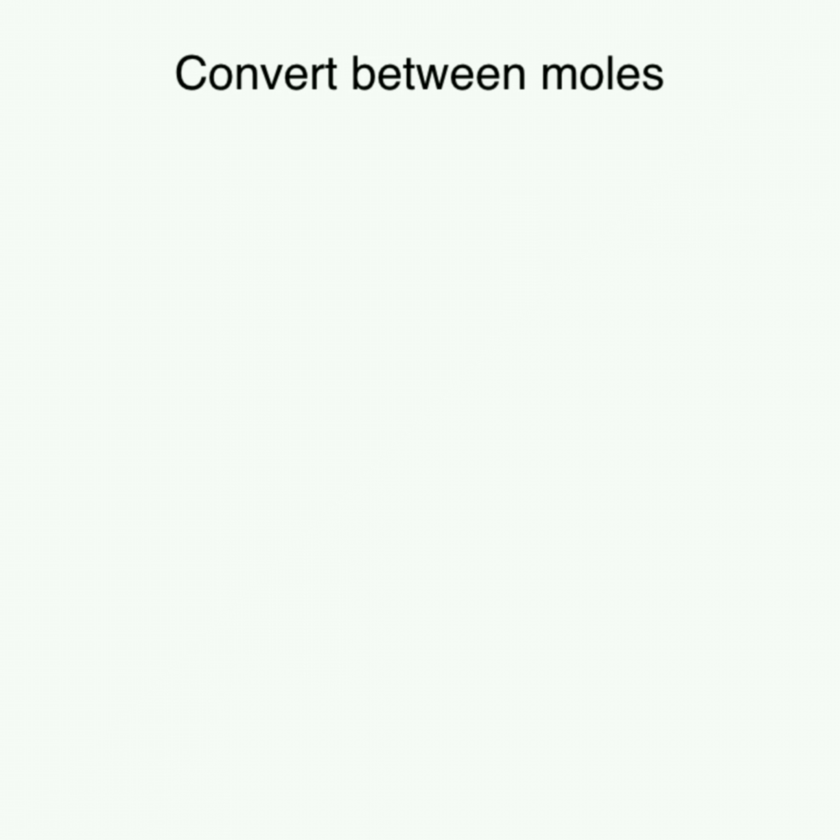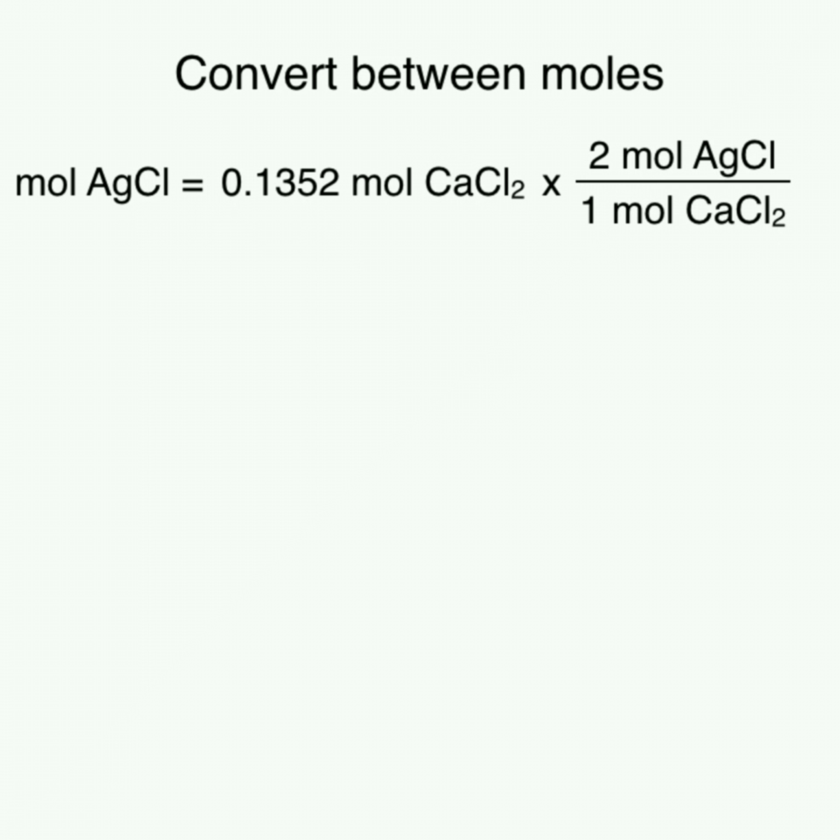Now we can convert between moles to see which reactant produces the smaller number of moles of silver chloride. First, we can write the number of moles of silver chloride is equal to the number of moles of calcium chloride, 0.1352, multiplied by the molar ratio 2/1 from our chemical equation. With the moles of calcium chloride canceling out, this gives us 0.2704 moles of silver chloride.